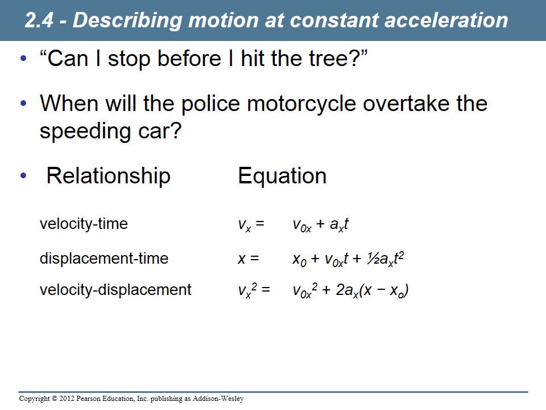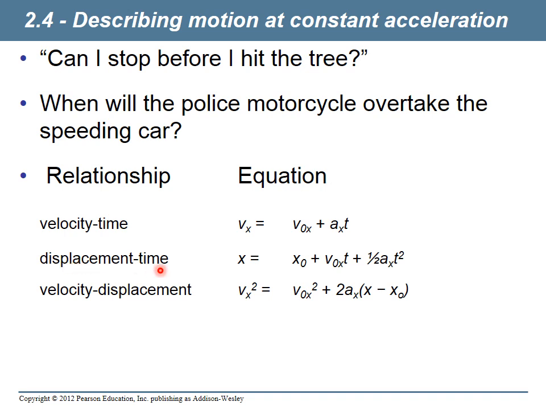We have several relationships and several equations associated with them. If we have a relationship between velocity and time, we have a corresponding equation: Vx is equal to v naught x plus axt. The velocity in the x direction is equal to the velocity at time equal to 0, our starting velocity in the x direction, plus the acceleration in the x direction times time, how long it was accelerating.